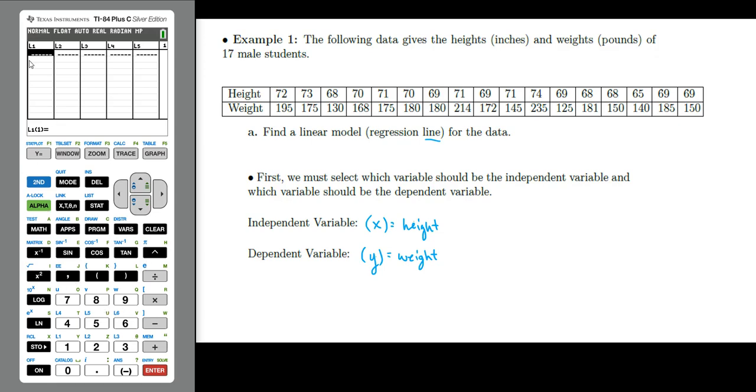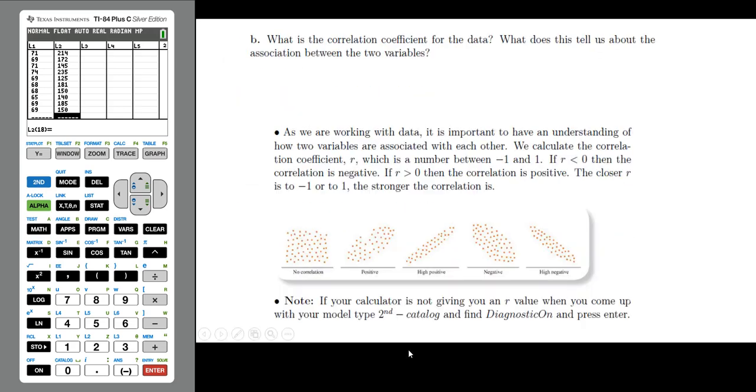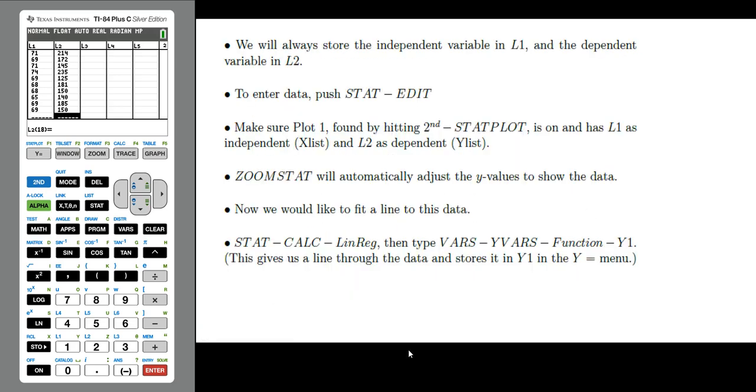So it's good practice usually to put the X's in list 1 and the Y's in list 2 just to keep it all straight. So I'm going to put my heights in list 1. And magically now it's all complete, just because you don't need to see me entering all of them individually. All right, so what do we do now?